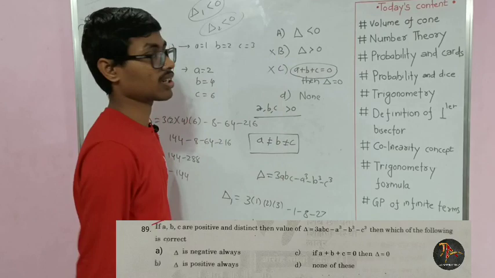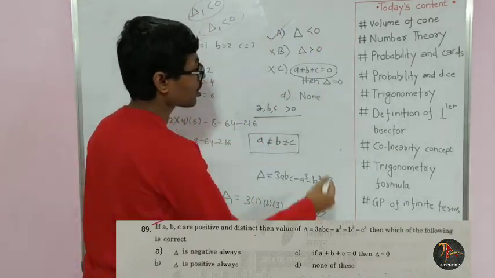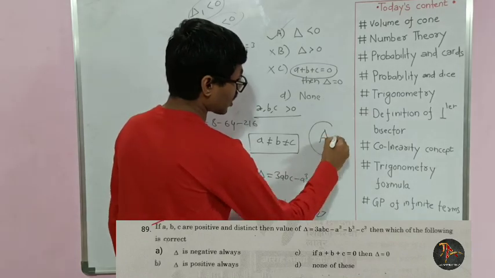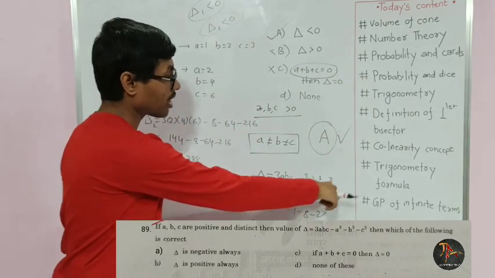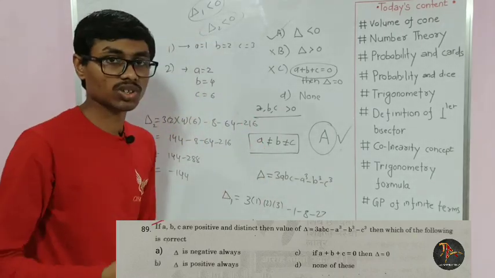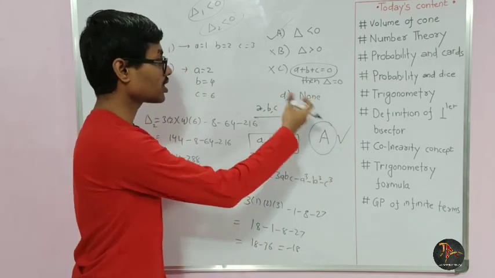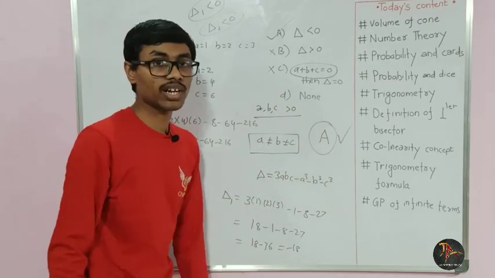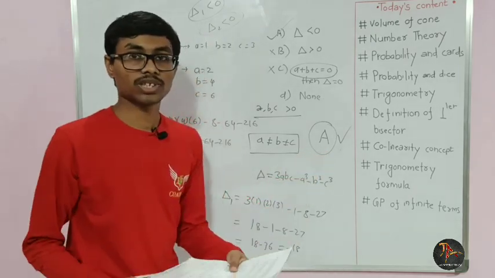So B is also not correct. Delta is not positive. Delta is negative. Surely for this question, the correct answer should be option A. We can prove this result by number theory also, but for a shortcut, just put any three different values and then you will get the correct answer. So the correct answer for this question should be option A.